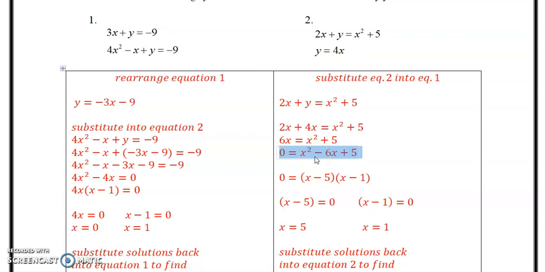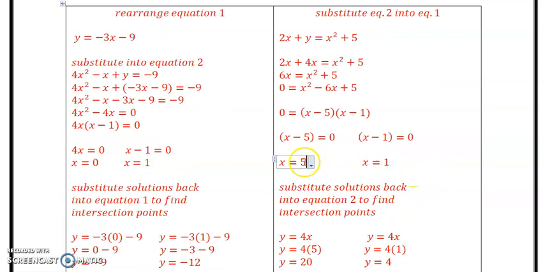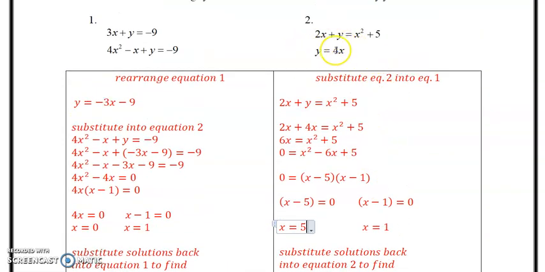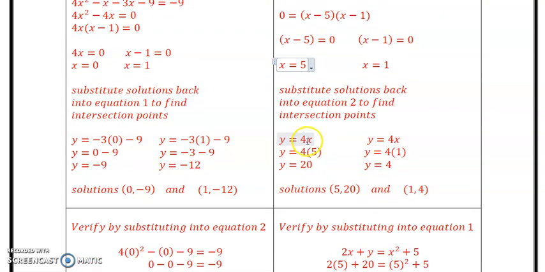Once you have one side equal to 0, then you can now factor. We factor and get x minus 5, x minus 1. Set both factors equal to 0, and therefore our x values are 5 and 1. Substitute both values into either equation. Obviously, the second equation is easier to substitute them back into. So it's 4 times 5 is 20, and 4 times 1 is 4. So the two solutions are the coordinates (5, 20) and (1, 4).